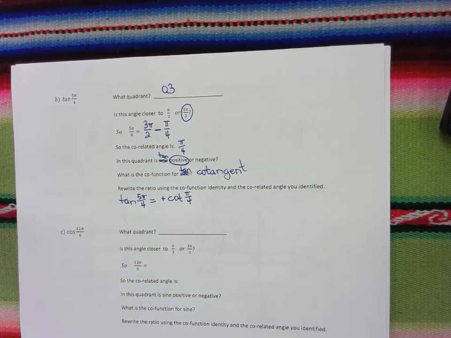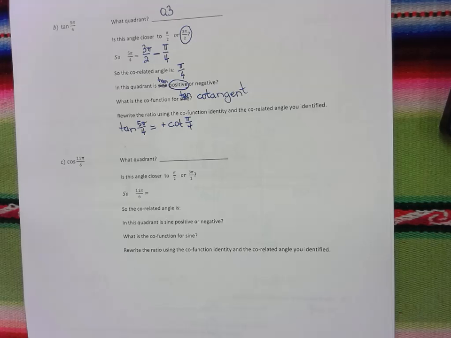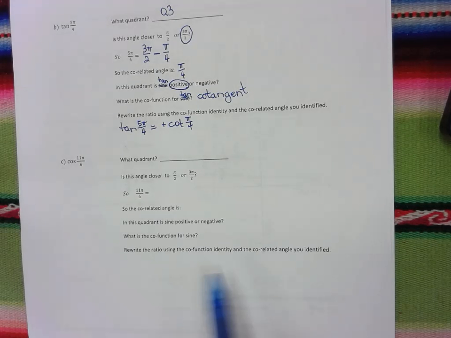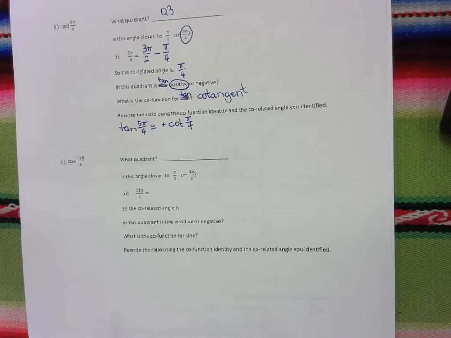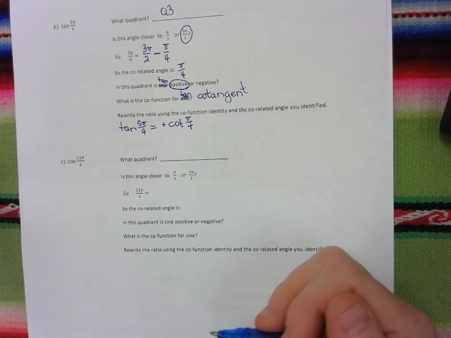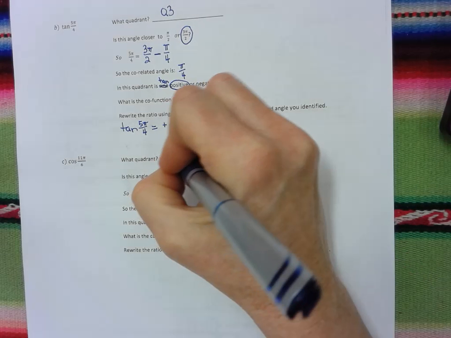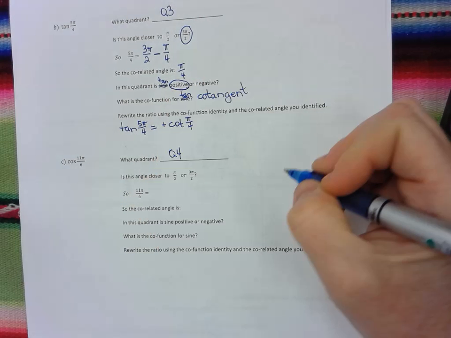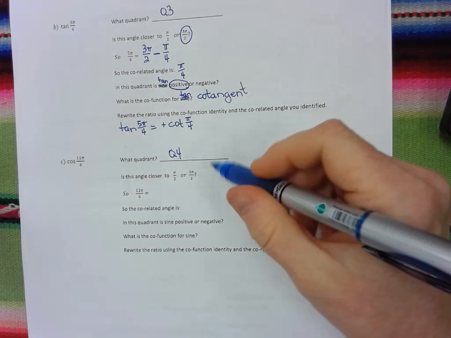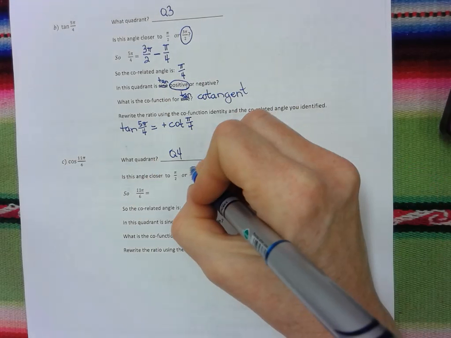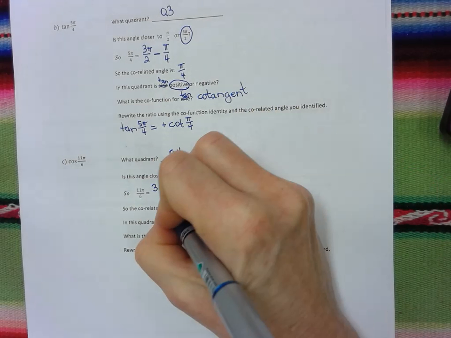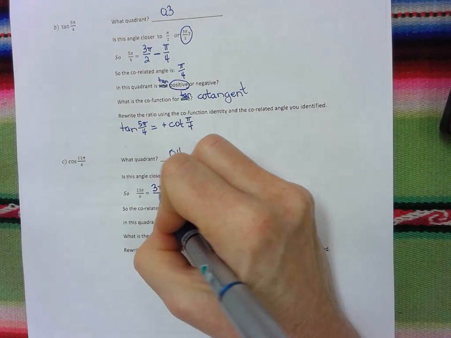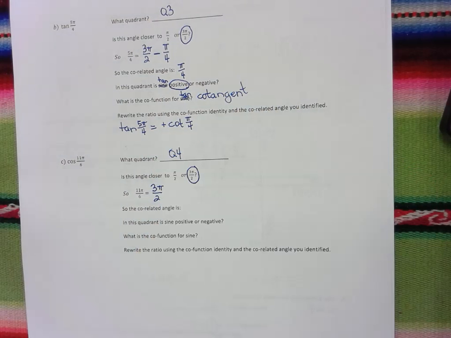Just to continue, if we take a quick look at part C, we're trying to figure out another way to write the cosine of 11 pi over 6. So what quadrant is 11 pi over 6 in? Well, that is in quadrant 4. And in quadrant 4, the angle is going to be closer to 3 pi over 2. So we know that 11 pi over 6 can be rewritten as 3 pi over 2.